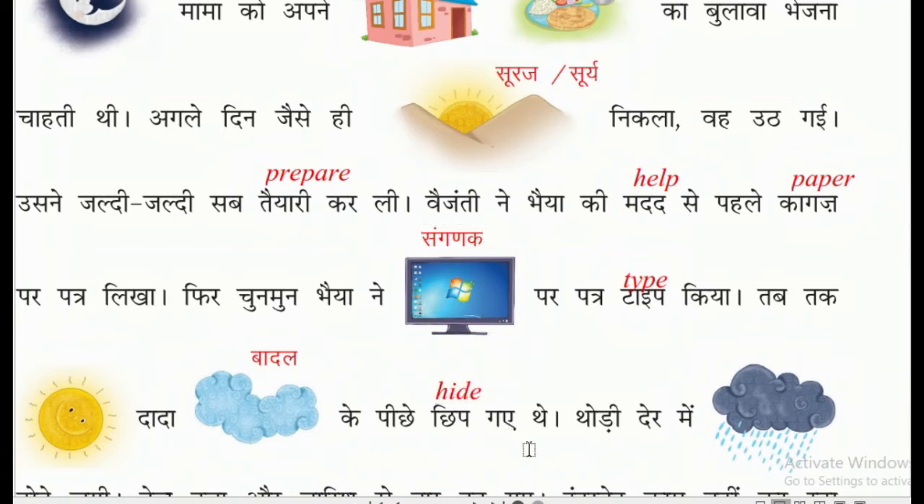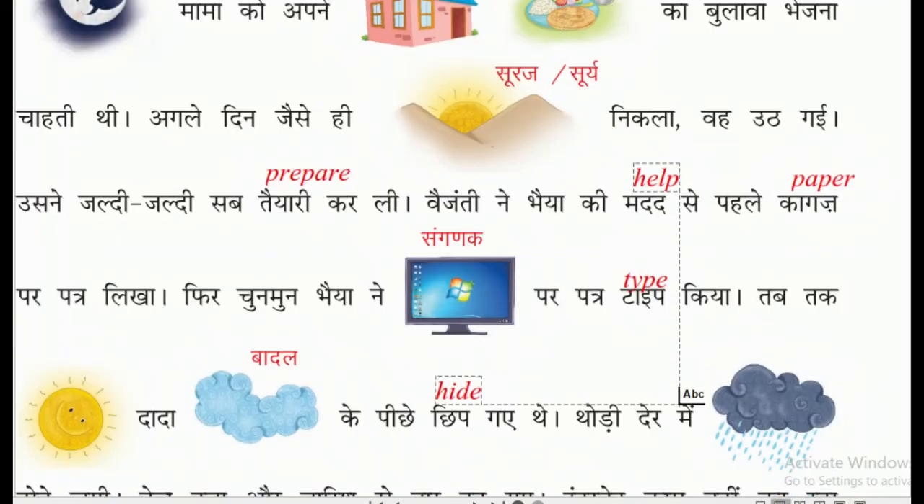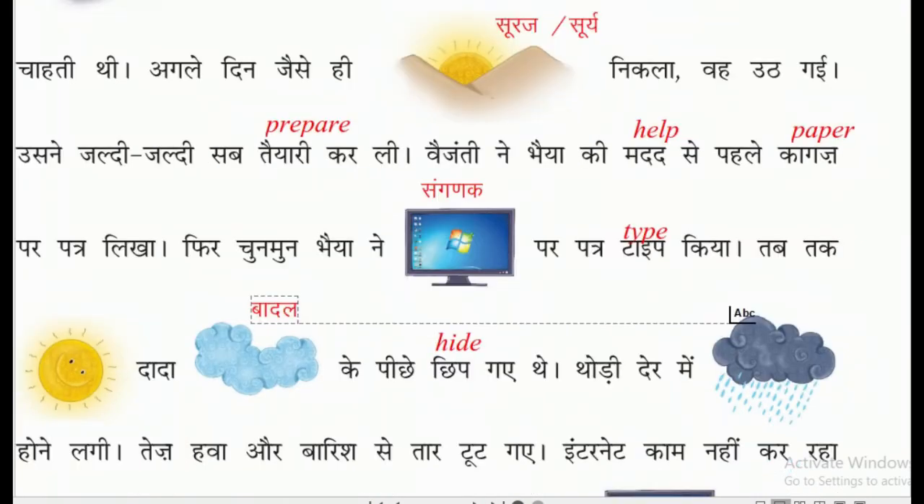So she would like to call Sanda Mama to the home for lunch. Yesterday, when the sun rose, she prepared everything very quickly. With the help of the brother, she wrote a letter on the paper. Then the children and the brother typed the letter on the computer. Instead, the sun, grandpa sun, hid beyond the cloud. Why did the sun hide beyond the cloud? Because it's raining.